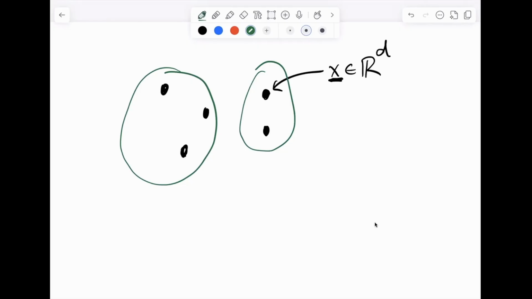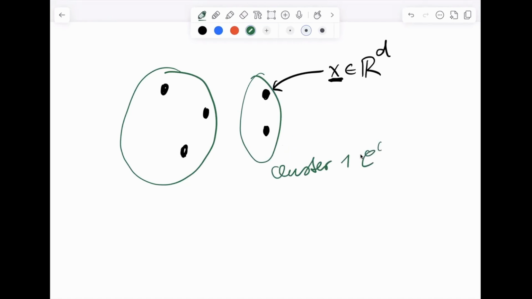There are different ways to represent a cluster. Maybe some of you have had a basic course on machine learning already. You can represent a cluster, for example, by just listing all the data points that belong to that cluster. This would be cluster one, let's denote it by calligraphic C1. And we could now list all the data points that we currently assign to cluster one.